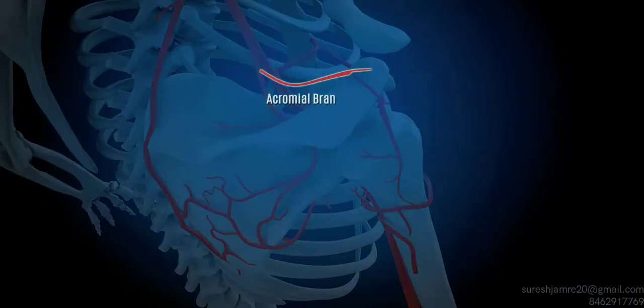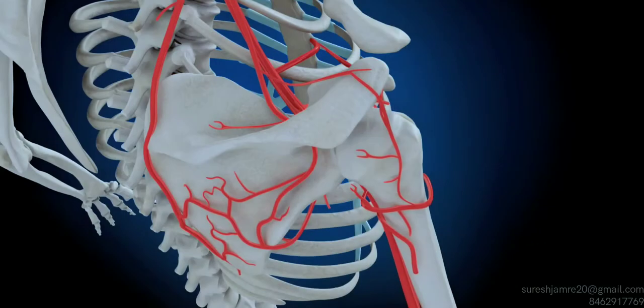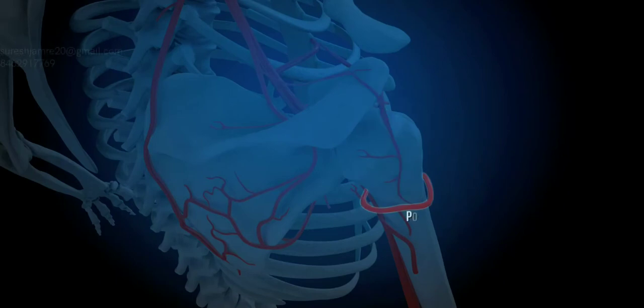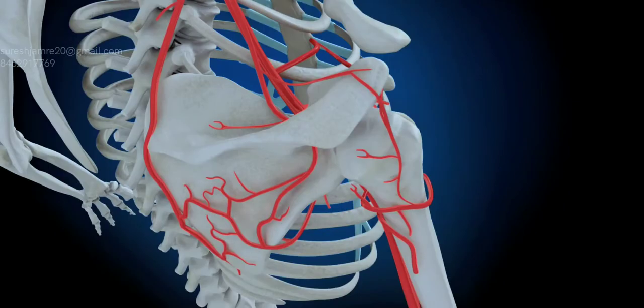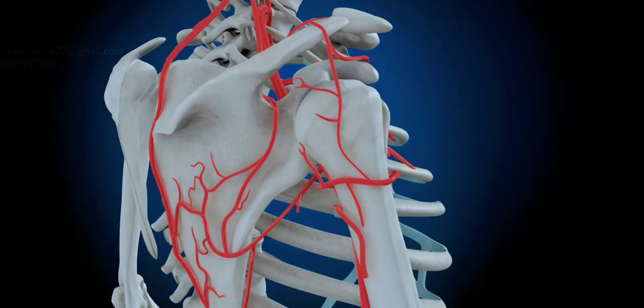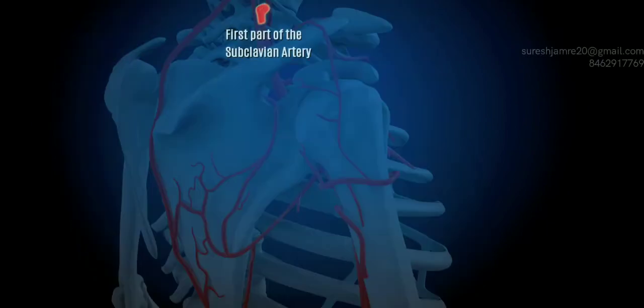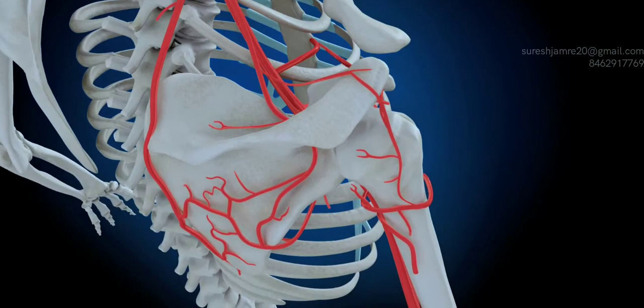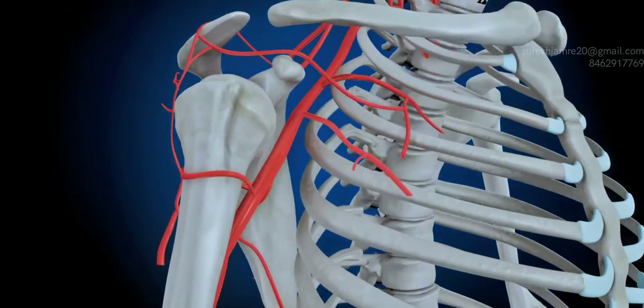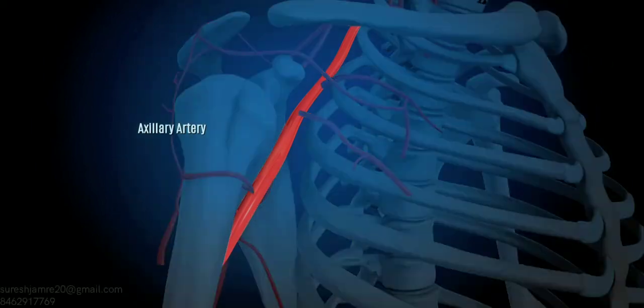The acromial branch of the suprascapular artery, a branch from first part of the subclavian artery. The acromial branch of the posterior circumflex humeral artery, a branch from third part of axillary artery. Note, this is an anastomosis between the first part of the subclavian artery and branches of second and third parts of the axillary artery.